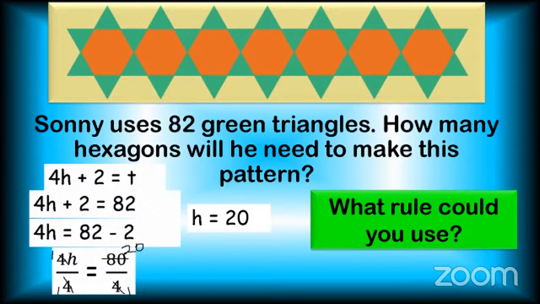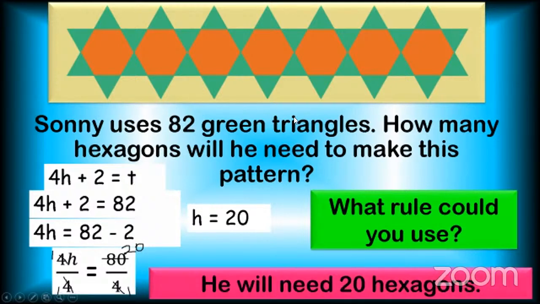All right, awesome, guys. So definitely for here, we would have h, and the rule that we could use, we could have extended the 4h plus 2 equal to triangles, and we'll come up with this. So awesome, guys. h is equal to 20. So for 82 green triangles, Sunny will need 20 hexagons.